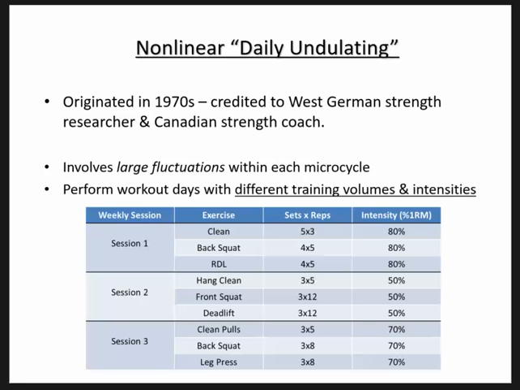So we've got cleans, but then we also have back squat and RDL. The reps are pretty low, but that intensity is not extremely high. So strength power focus possibly. Session 2, we also have power. We have hang cleans, front squat, and deadlift. Despite the hang clean, with the front squat and deadlift we see kind of an endurance focus there, with 12 reps. And then session 3: clean pulls, back squat, leg press. We have 8 reps. That's probably going to be more of a hypertrophy focus.